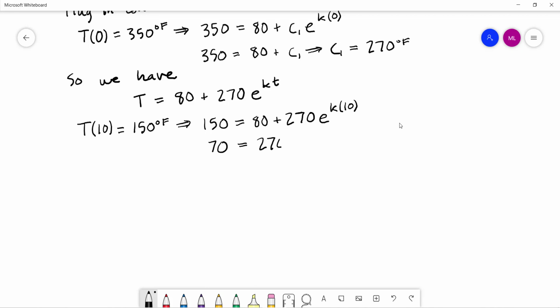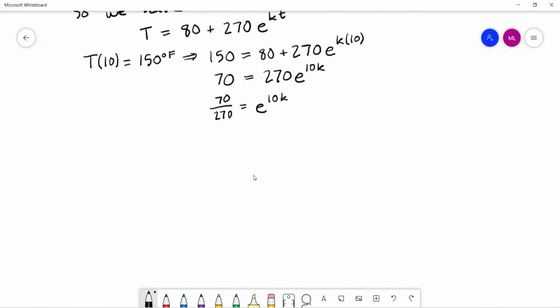It's equal to 270 e to the, right, this is 10k. Let's get rid of the 270, so divide both sides by 270. I'll have 70 over 270 equals e to the 10k. Let's get rid of the exponential, so let's get rid of the e. To do that, I need to take the natural log of both sides. The natural log of 70 over 270, and obviously we can simplify that fraction if we need to, but for now I'll just leave it.